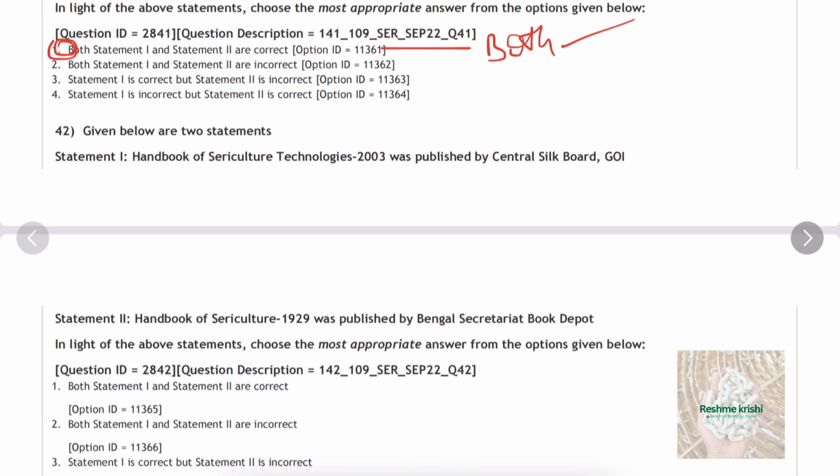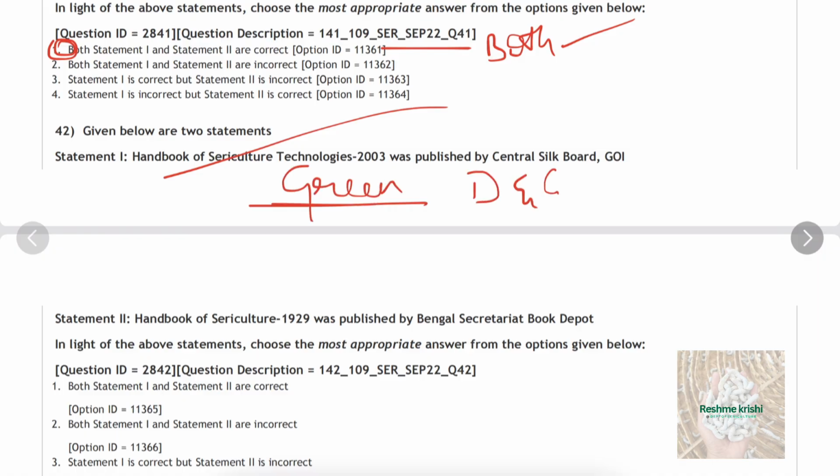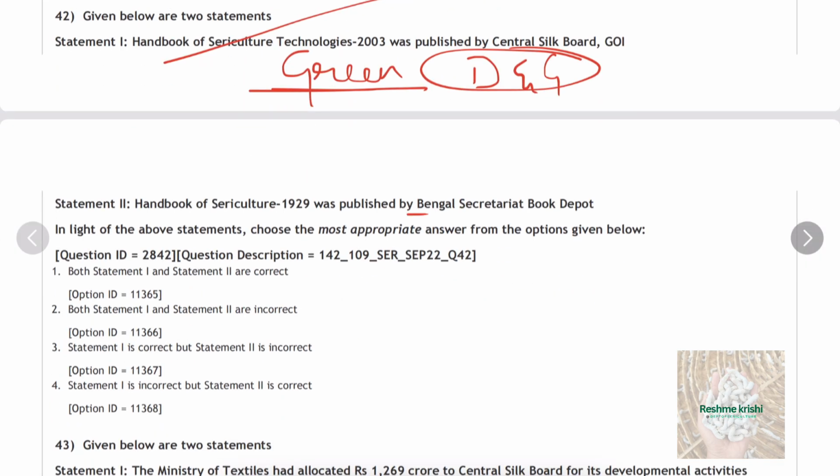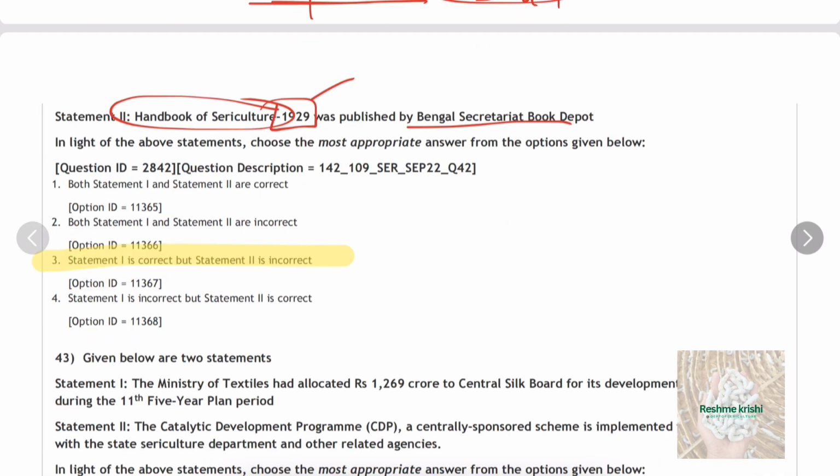Handbook of Sericulture Technology 2003 was published by Central Silk Board. That is true. We all know the handbook, the green colored book by Dandin sir and Giridhar. Okay, Dandin and Giridhar, 2003 it was published. Handbook of Sericulture 1929 was published by Bengal Secretariat Book Depot. There is another one called Nitya something, but it was not exactly named Handbook of Sericulture, but some book was published in 1929. When I don't have much information, I just give out the key answer of that question. But this is true. We can check in the book.